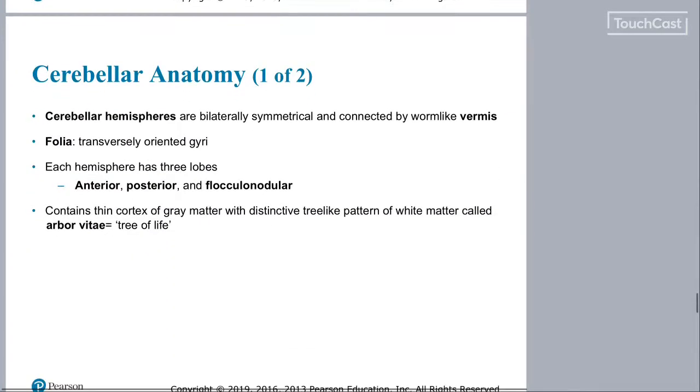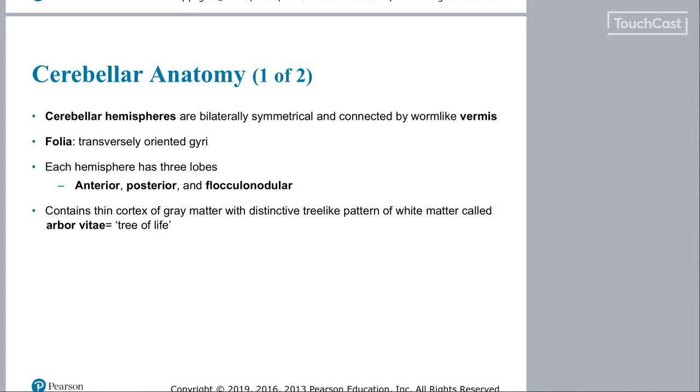motor-wise. So we have what's called a cerebellar hemisphere. So they are bilaterally symmetrical. So they are both symmetrical and contain this worm-like section in the middle called the vermis. So the folia, so we talked about gyri and sulci earlier when we talked about the cerebral hemispheres. So our cerebellum has the same things. It has these grooves and gyri. They're called folia in this case.